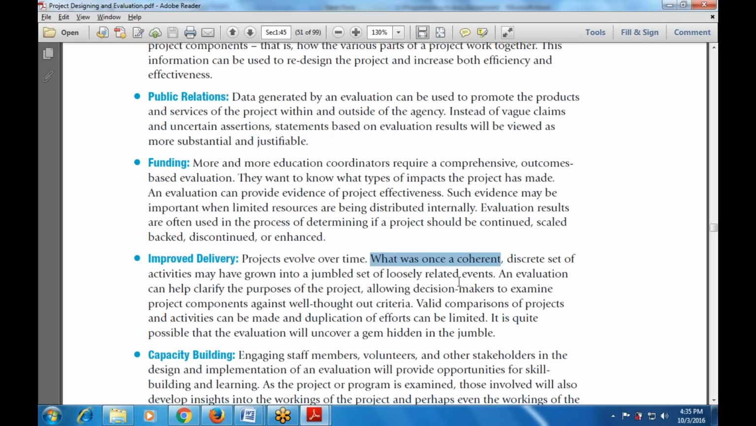It is quite possible that the evaluation will uncover a gem hidden in the jumble. Whatever gems are hidden in the jumble can then be brought out and used.